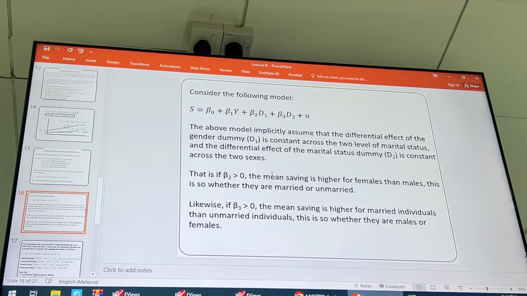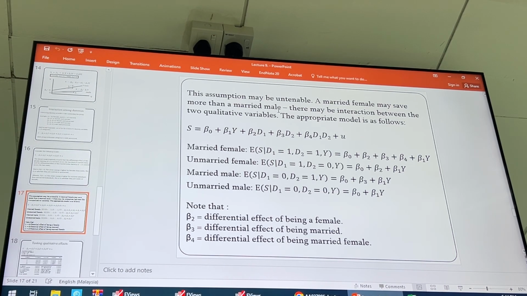Likewise, if beta 3 is positive, the mean saving is higher for married individuals than unmarried individuals. This is so whether they are male or female. So this assumption may be untenable. It's possible that there is different behavior between unmarried female and married female. One way to allow that is by having an interaction term. A married female may save more than a married male. There may be interaction between the two qualitative variables.